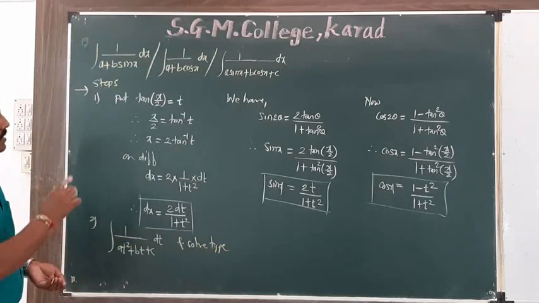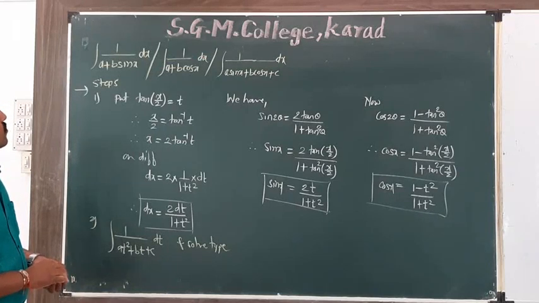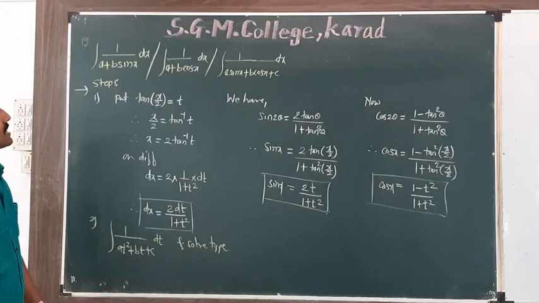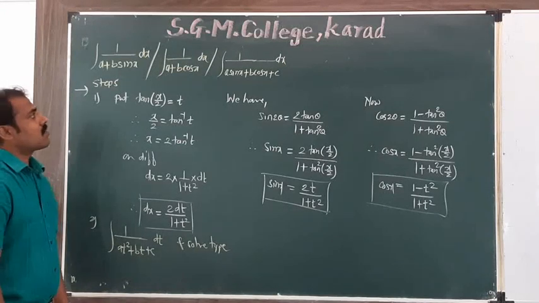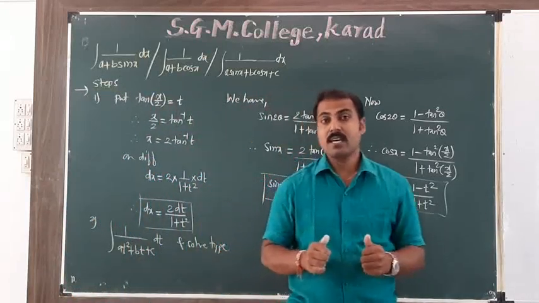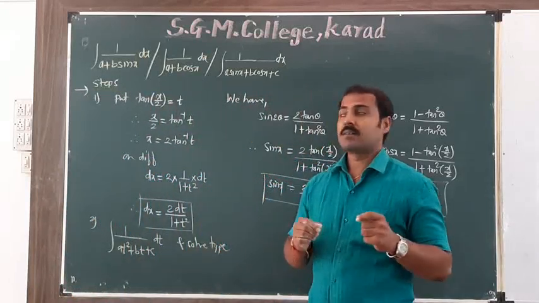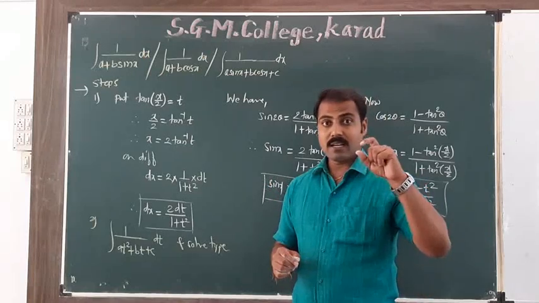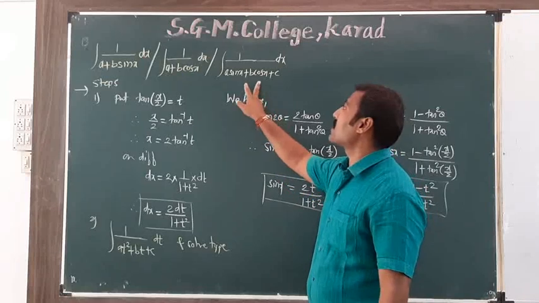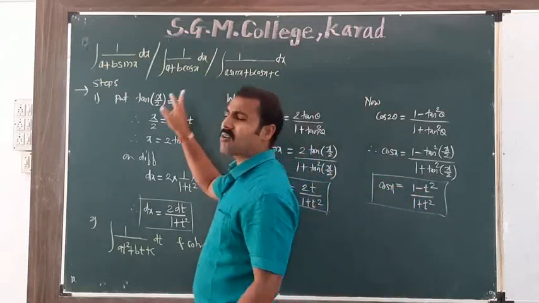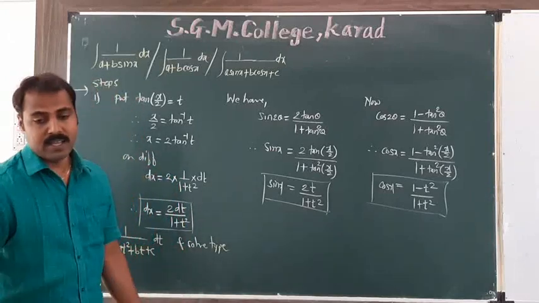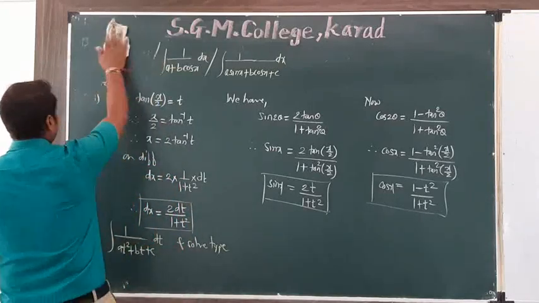So here are the steps to evaluate the integration of 1 upon a plus b sin x dx, or 1 upon a plus b cos x dx, or 1 upon a sin x plus b cos x plus c dx. How to remember the type? Look at here, in the numerator there is only 1, and in the denominator there are terms of sin, cos, or only sin. Then we use this type. Let's see one example here.